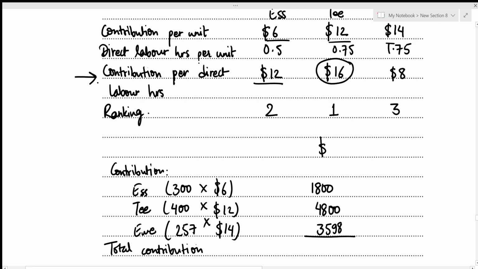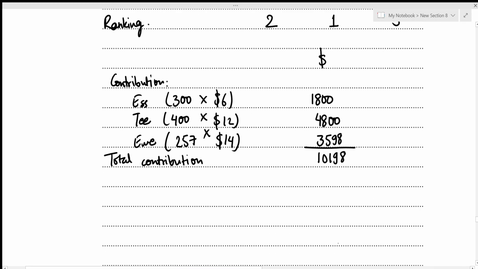So that is just going to be 1800 plus 4800 plus 3598, which gives the total contribution to be 10,198. All right, now we will be subtracting the fixed overheads in order to figure out the monthly profit.